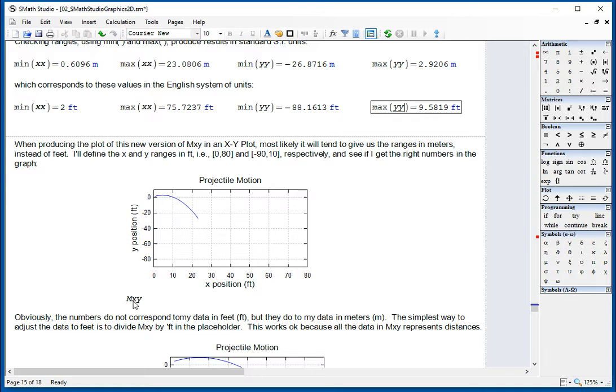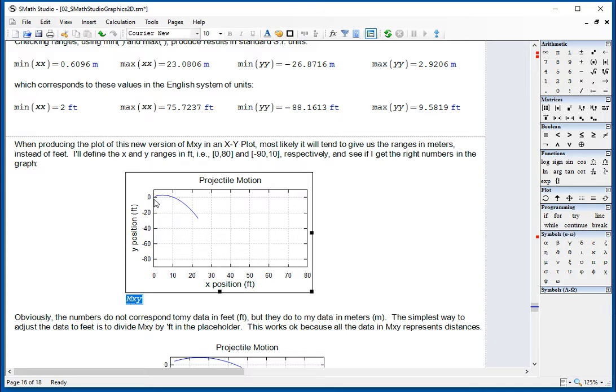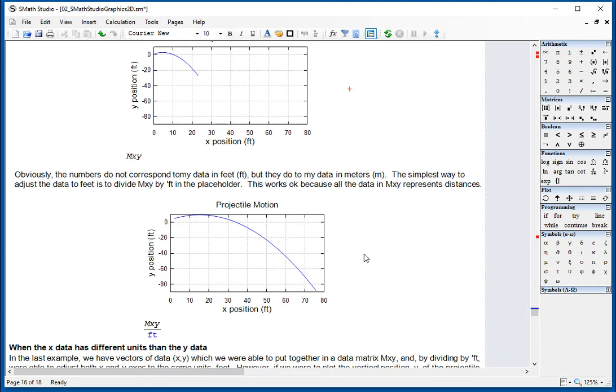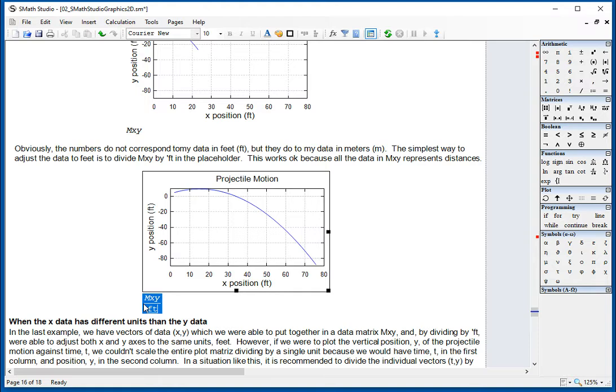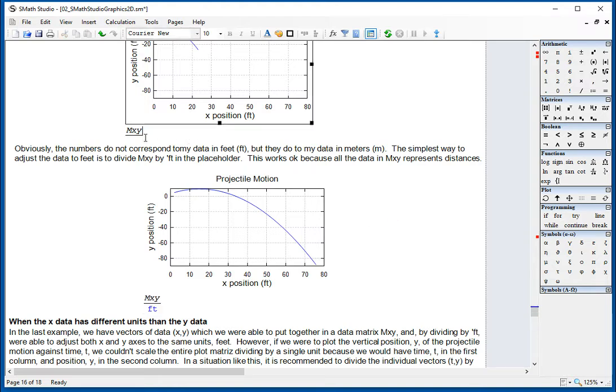Except that when I put mxy here, I get a graphic that doesn't cover those ranges. The reason is that my data is in meters and these positions are in feet, and so they're incompatible. In order to produce the right plot, what you have to do is take this matrix mxy and divide it by apostrophe ft. Sorry, mxy divided by apostrophe ft. And then you get the right graphic.